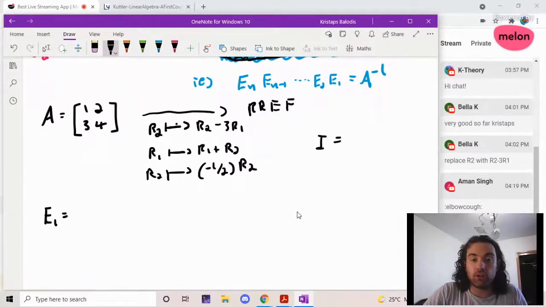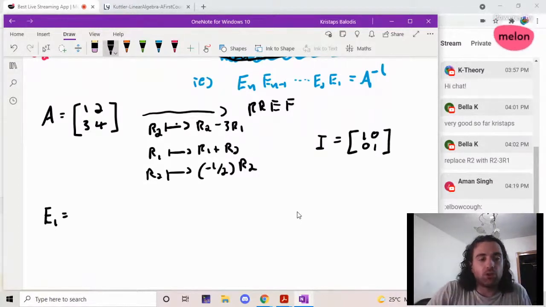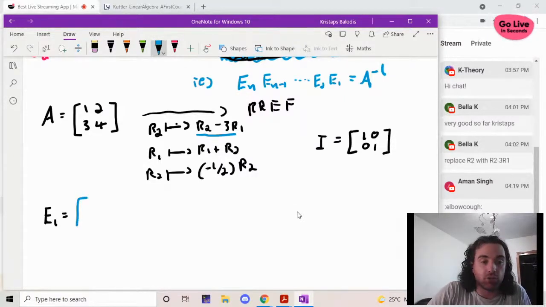So in this case, our identity matrix is 1, 0, 0, 1. Now we apply this first row operation to our identity matrix. And this is something we did earlier. So row 1 stays the same. Row 2 will be -3, 1.